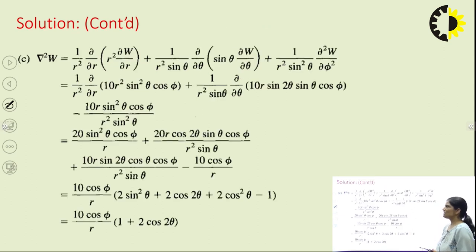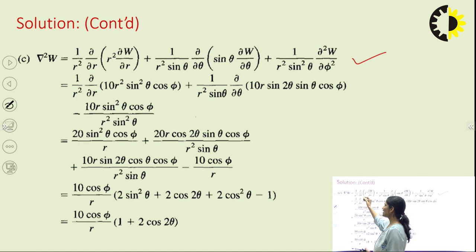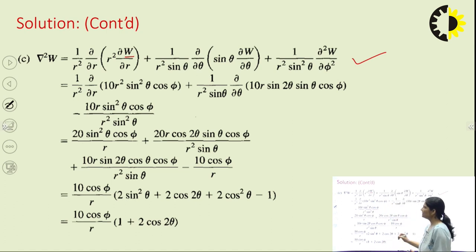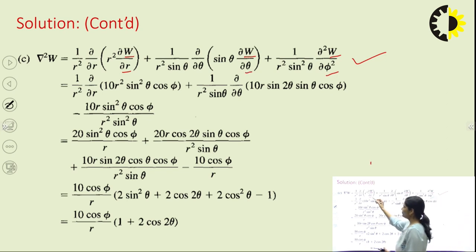Now here you have to find the Laplacian in spherical coordinates. You should know this formula first. That is 1 upon r square del upon del r, r square del w upon del r, where w is your given scalar field, plus 1 upon r square sine theta del upon del theta, sine theta del w, where you differentiate the given scalar field with respect to theta, plus 1 upon r square sine square theta del square upon del phi square of the scalar field. So here your scalar field is differentiated with respect to r, here theta, here phi. And you multiply it with r square, and again differentiate with respect to r.